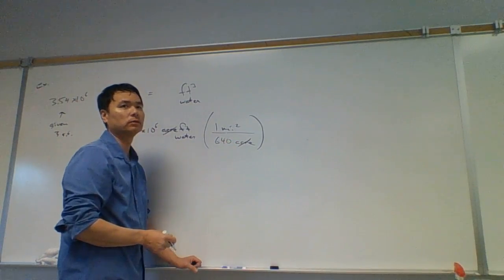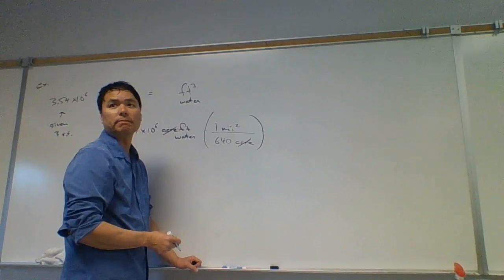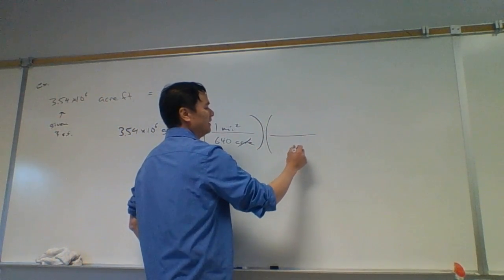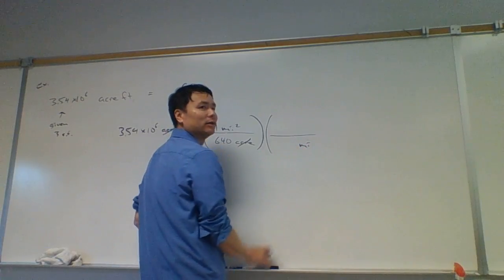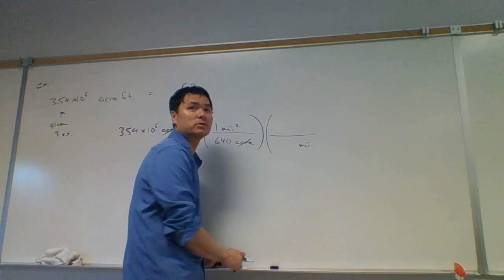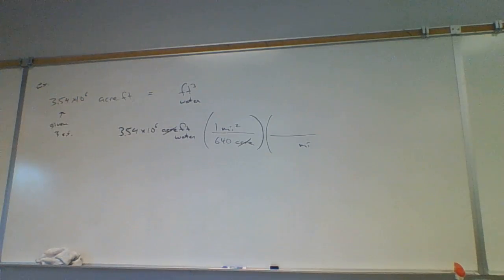Now where do we want to go? Well, I don't know too many for miles. Kilometers I might be able to go to, but why bother going to kilometers? Because kilometers is going to be an approximate. Do you know how many kilometers there are in a mile? About 1.6, but that's not exact.